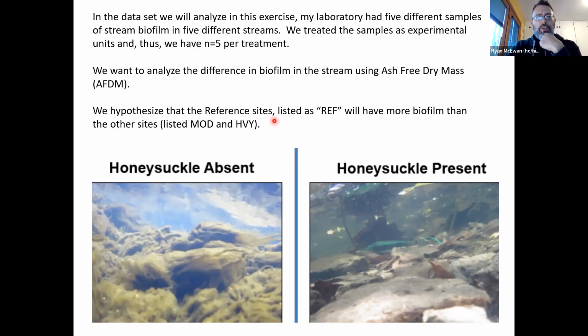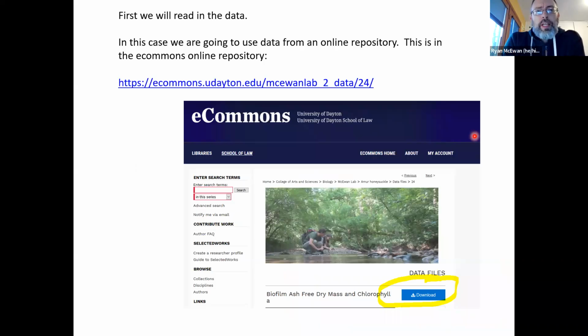And we're going to hypothesize that the reference site listed as ref will have more biofilm than other sites listed as mod and HVY, moderate and heavy. At the reference sites, honeysuckle is absent, and at HVY, honeysuckle is present and very heavily invaded. It's not that important that you understand this design, but the biology of the system. But that's what's happening. So first, we're going to read in the data.